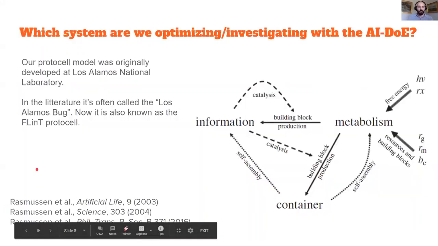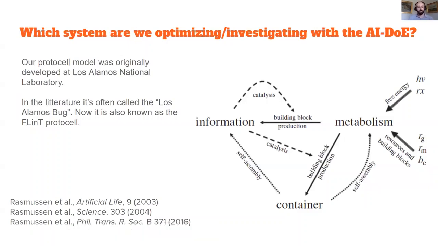What system have we optimized using this system? It's a model of a protocell that was originally developed at Los Alamos National Laboratory, and in the literature it's called the Los Alamos bug, but now it's also known as the Flint protocell. So Steen Rasmussen gave a talk on Thursday about the system in detail, and here we are trying to optimize a subsystem in this protocellular model, which is the information system.